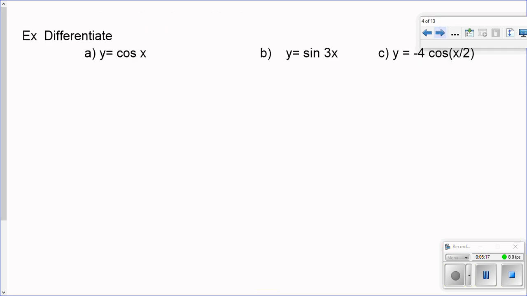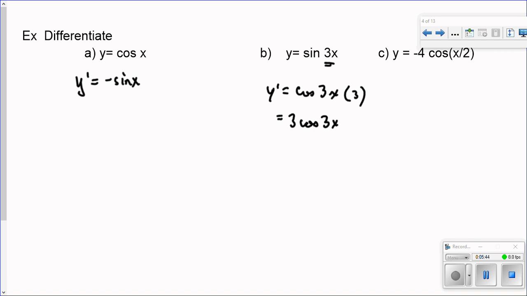Let's do some. Here's our function, y equals cosine x. The derivative of cosine is negative sine x. That's all you need to do. This next one is a composite function. The derivative of sine is cosine of 3x, but then I want to make sure I multiply it by the derivative of 3x, and that's 3. The proper way to write that is with the coefficient in front. Okay, this next one.